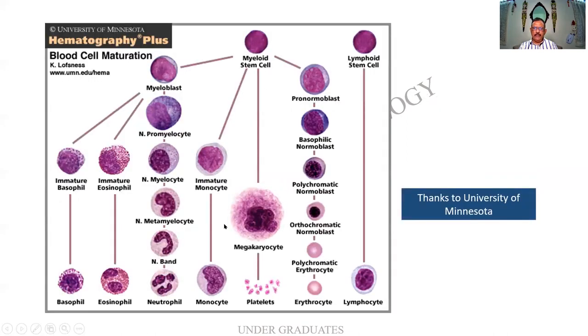Look at this picture very carefully. Very well designed thanks to the University of Minnesota. There is a myeloid stem cell, and from this you have got the various series of cells, the myeloblast, and then the various matured forms. Also you get the eosinophils, the basophils. Sometimes you find the myeloid stem cell is also prone to develop the megakaryocytes and the erythroid series. So all come from this myeloid stem cell.